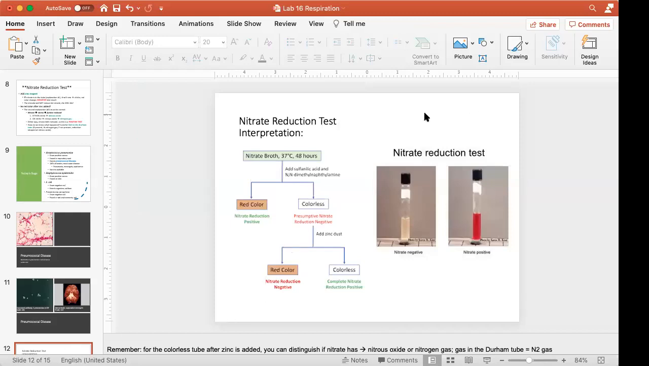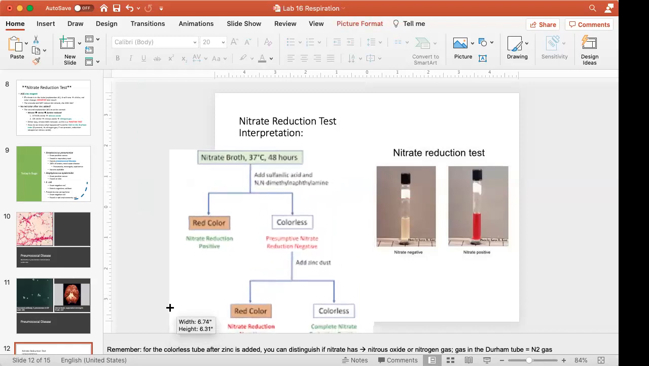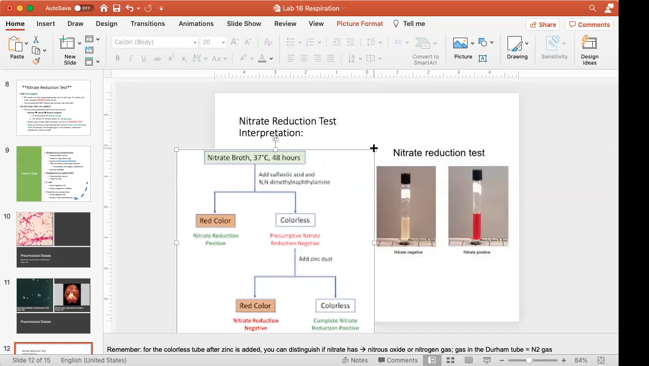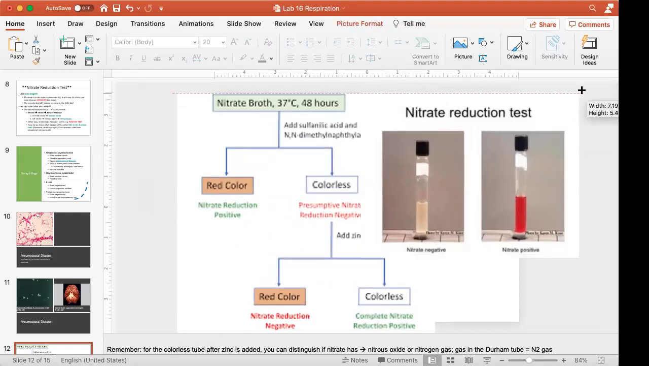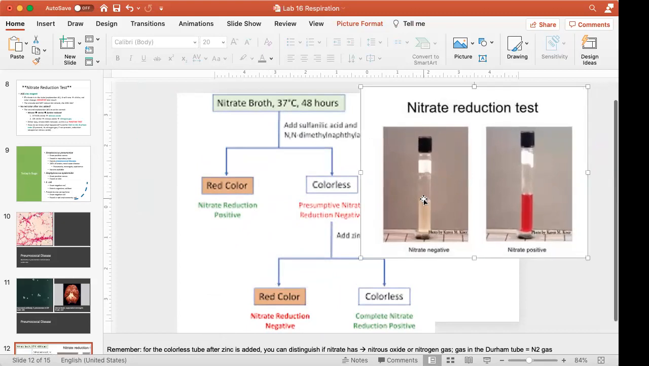Just as a reminder, again, I want to give you lots of tools in your notes for studying purposes. Here's a nice flow chart to help us read nitrate reduction results. First of all, over here on the right, this is what nitrate reduction broth looks like when it starts. So it's a very boring sort of beige color, typical nutrient broth. Remember, we supplement this broth with nitrate. This is what that red color looks like. So it's a very obvious color change to a bright cherry red.